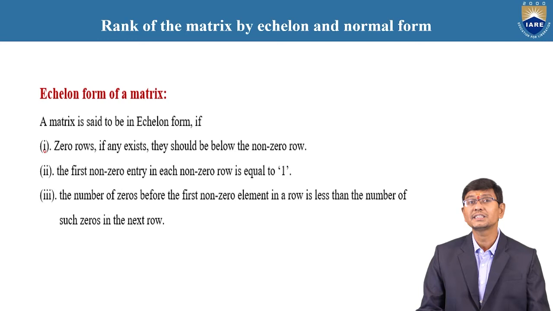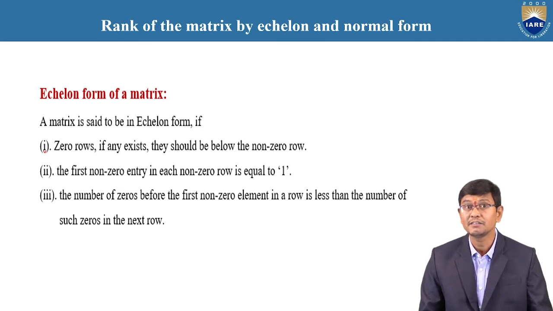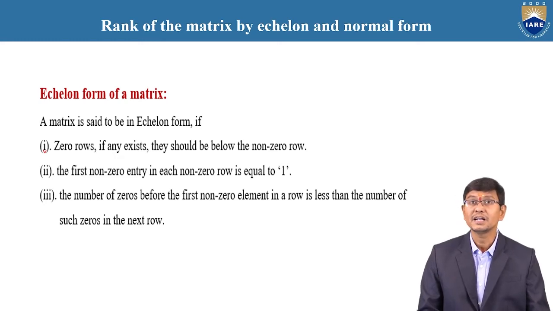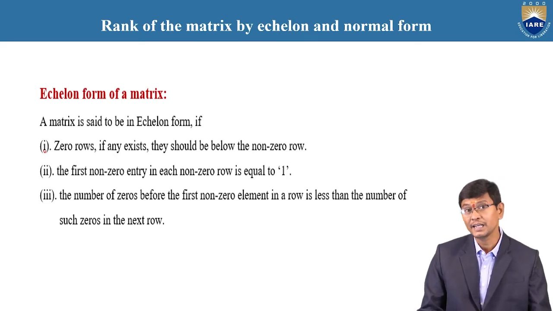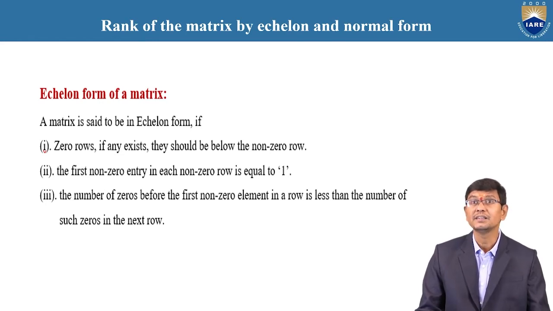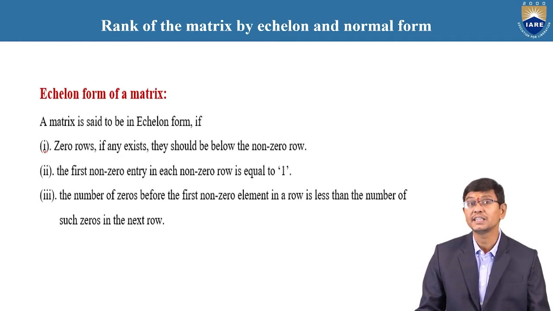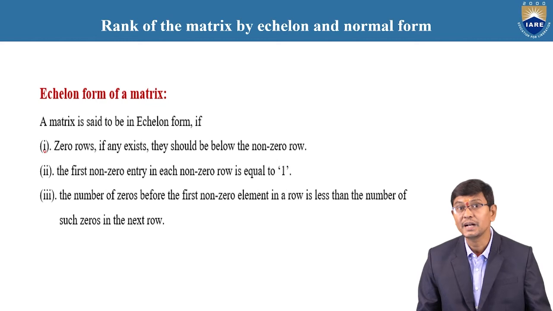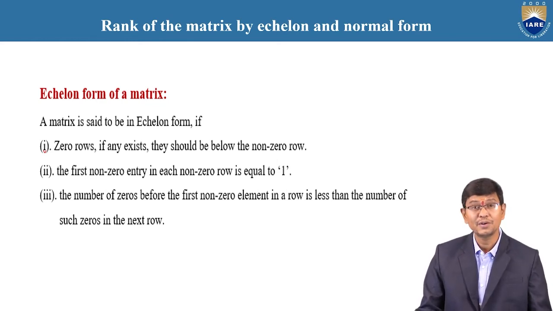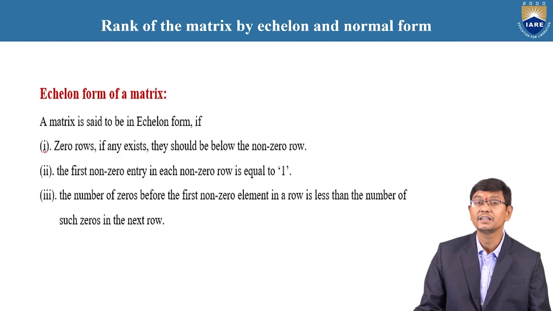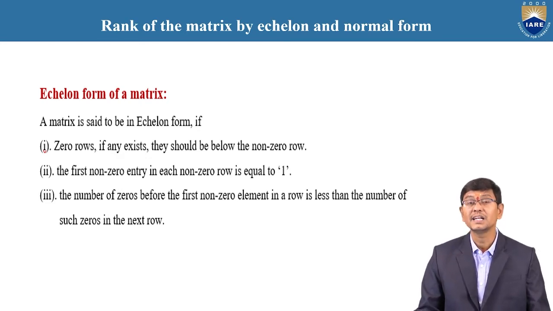When we say that a given matrix is in echelon form, three conditions must compulsorily be satisfied. One condition: if there are any zero rows, they should be placed in the last rows. That means by applying elementary row operations on a given matrix, if you get any zero rows, we need to place them in the last row.